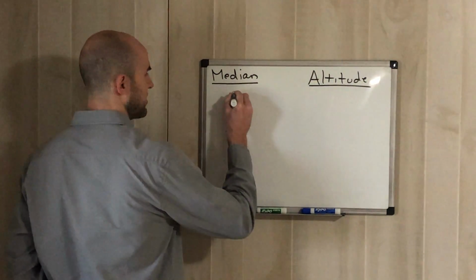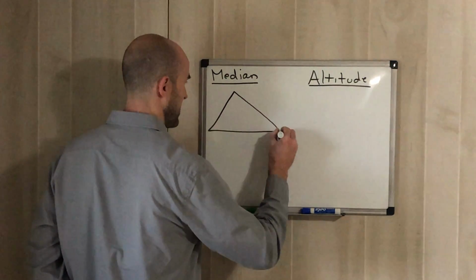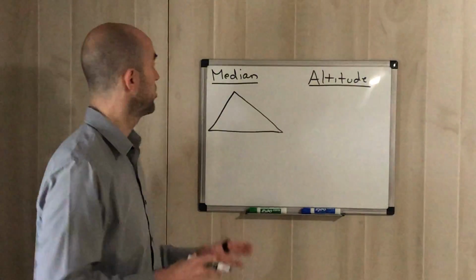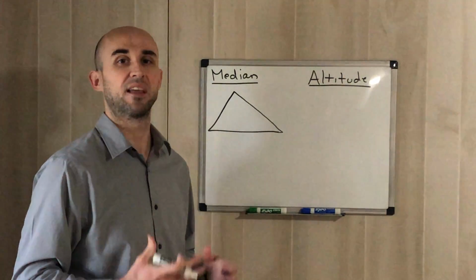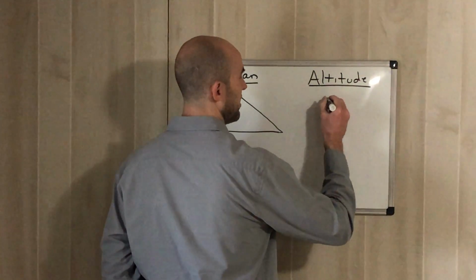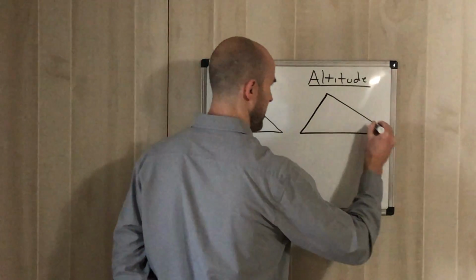So medians and altitudes apply to triangles. I'm sorry, I was mistaken when I said only. When it comes to an altitude and a median, they apply to triangles, and they can also apply to other figures as well, but we're analyzing them through the eyes of triangles, right? Since we're just working with triangles right now.